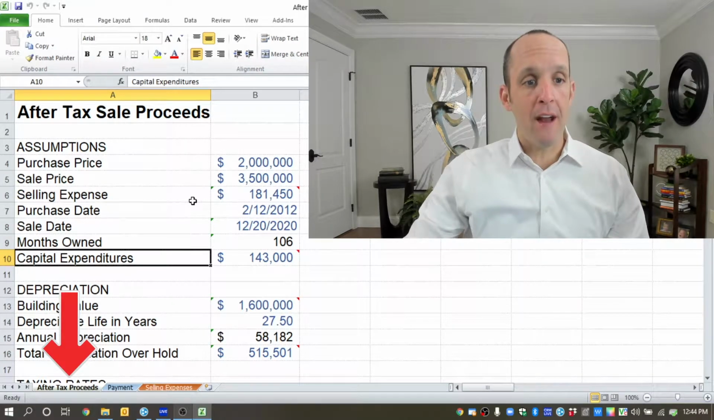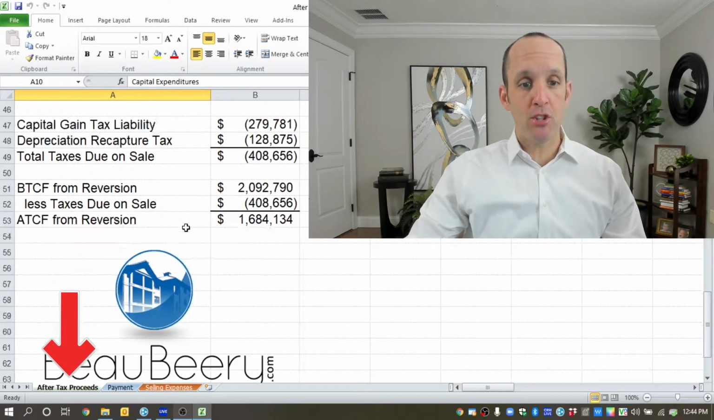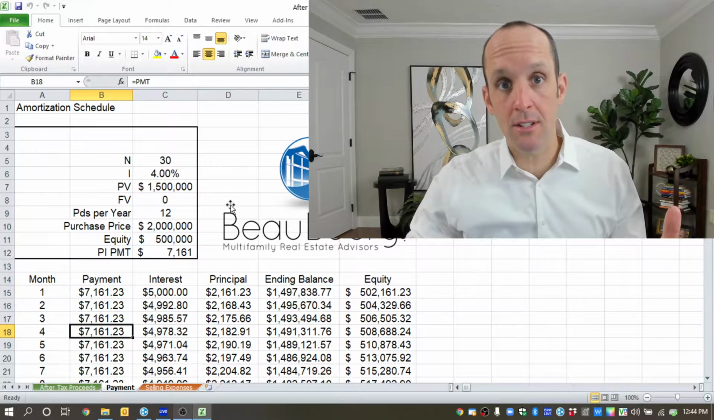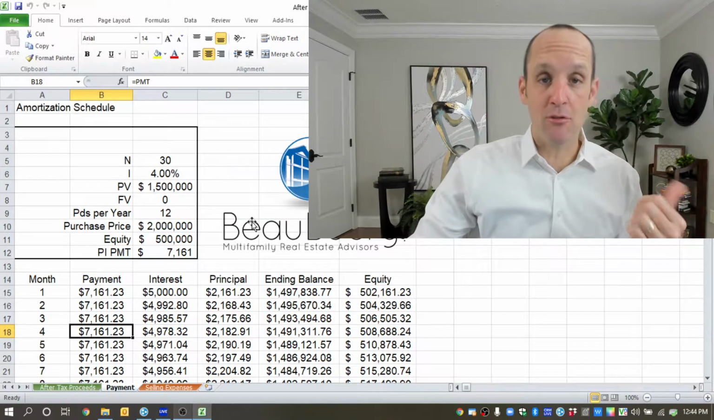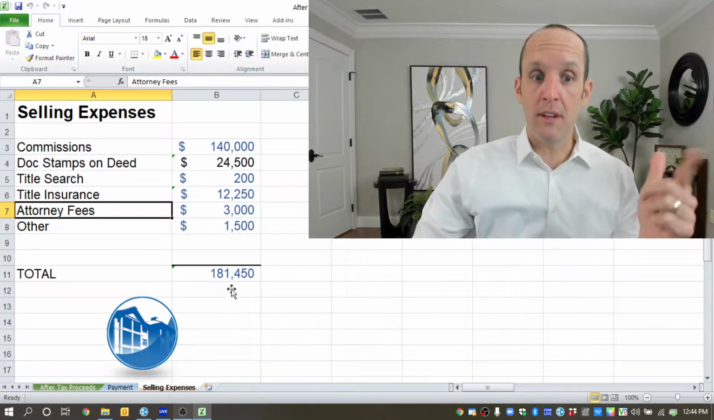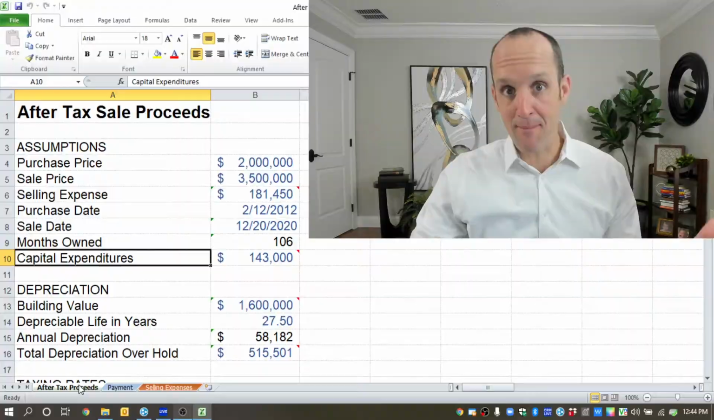This is what I'll call our after-tax proceeds spreadsheet. Then we have our payment tab, which covers all the amortizations, which feed into the after-tax tab. And then we have the selling expenses tab, which also feeds into the after-tax tab. First, I'm going to show you how the spreadsheet is laid out. Then I'm going to show you how to use it. And then I'm going to show you the created scenario so we can run through our exercise.